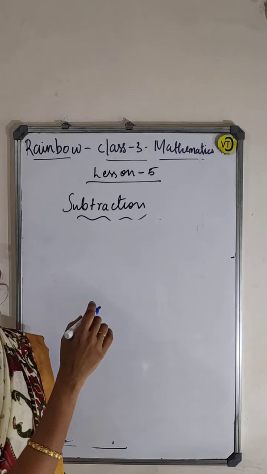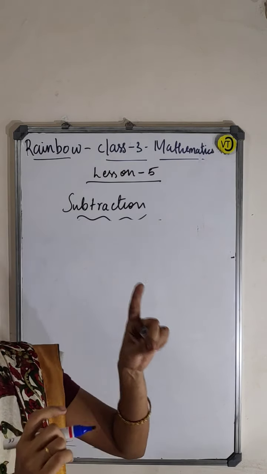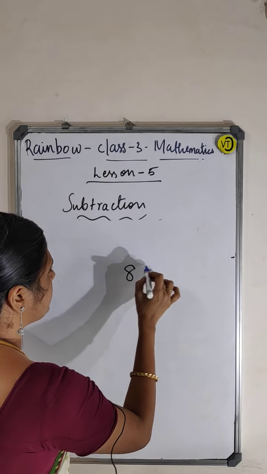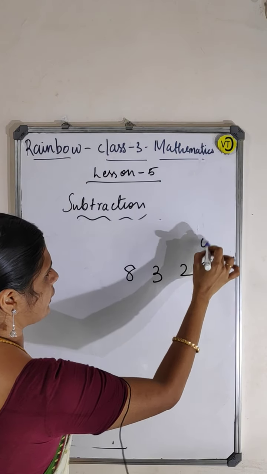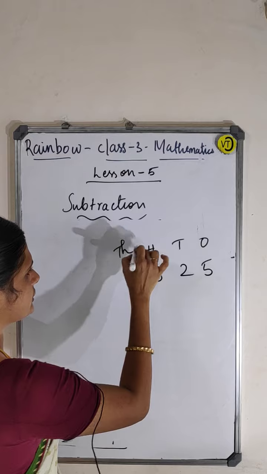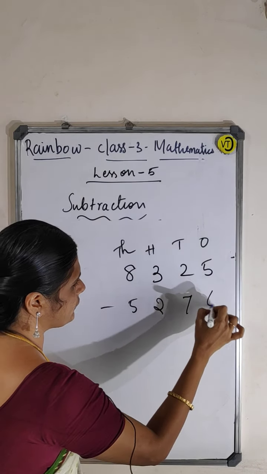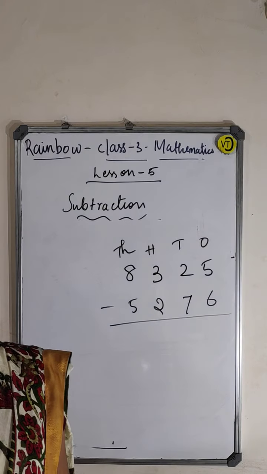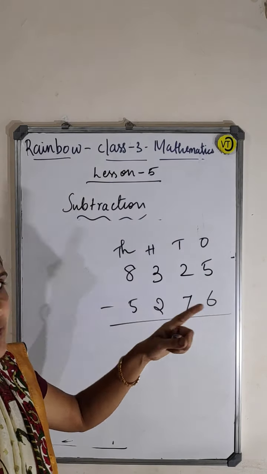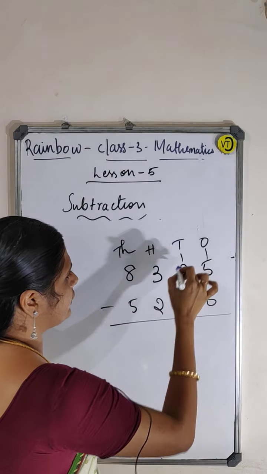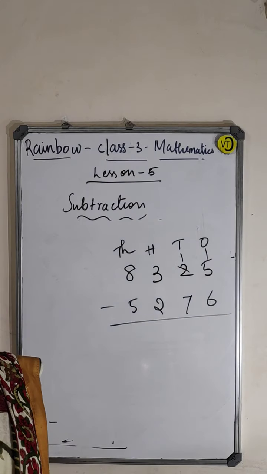Now, what is that? Number of fruits sold in January. How much? 8325. This is ones, tens, hundreds, thousands. And this is minus 5,276. Okay. 5 minus 6, it won't go. It will be 15. This is 1 then. 15 minus 6 is 9.